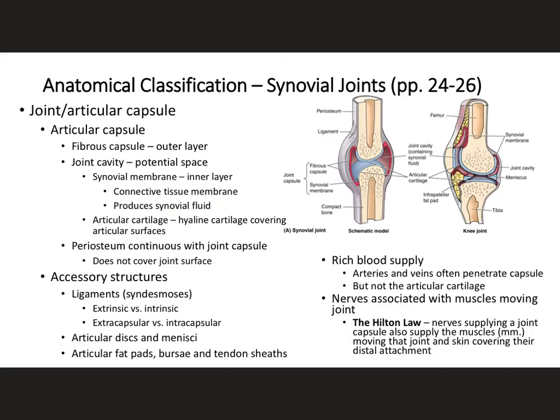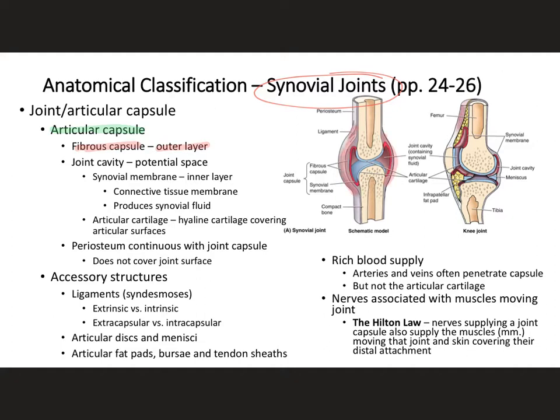The third category of anatomical classification is the synovial joint. Now, synovial joints are important because they're the most complex form of joint. Their key characteristic is an articular capsule. Interestingly, this is a fibrous connective tissue, and it forms the outer layer. So here.